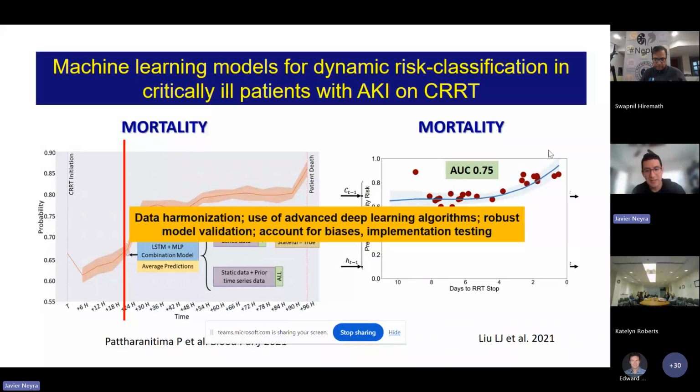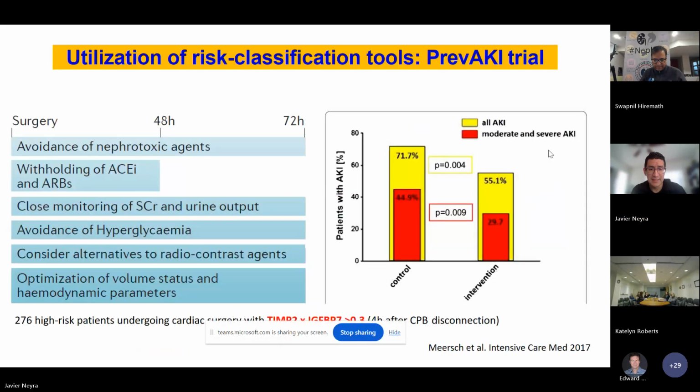but having external data sets that are well harmonized is very challenging. Now, yes, we want to use the most advanced deep learning algorithms for the model predictions, but the most important thing is the external validation, accounting for biases, and the implementation testing of these tools, as I said earlier. That's where the challenge is, and I want you to be challenged by this statement.